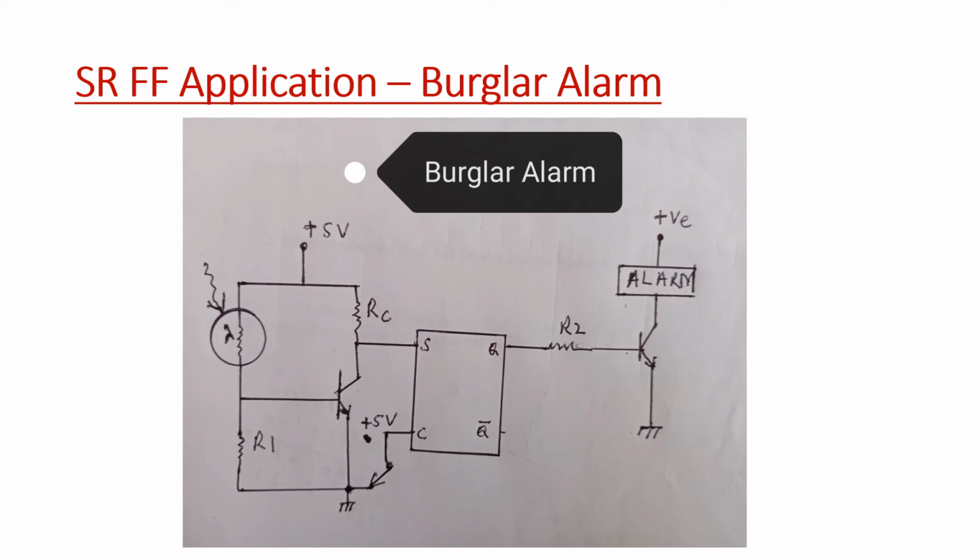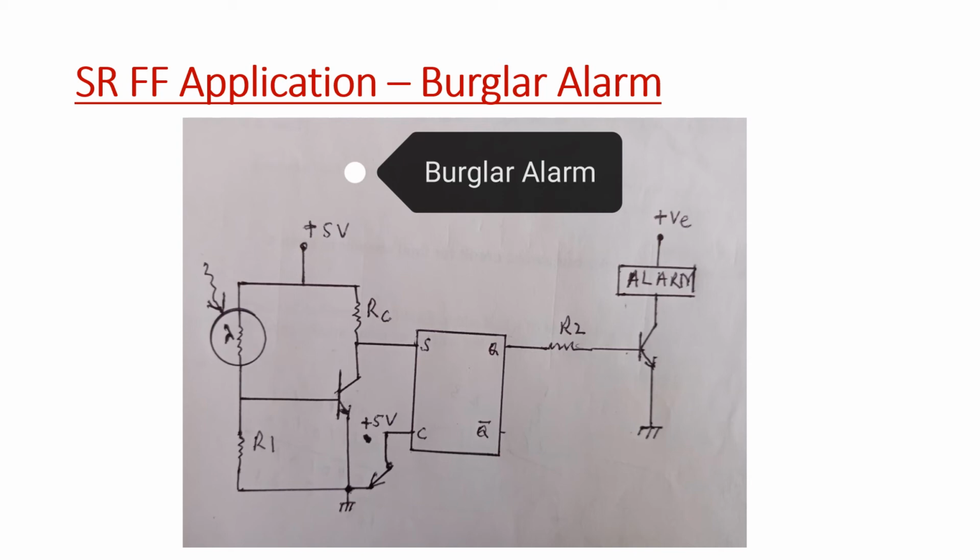On the left hand side, S is connected with the collector of another transistor, then RC, and then positive 5 volt, and the emitter of that transistor is connected with the ground. On the base of the transistor on the left hand side is connected a photocell, and R1, which is a biasing resistor, to the ground, and the upper side of the photocell is connected with the positive 5 volt, that is the battery supply.